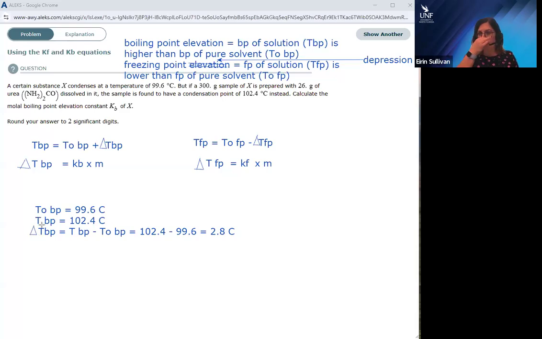The size of a degree is the same in Celsius and Kelvin, just that they have a different 0 point, a different start point. So you can save yourself some time. Any question where it's a delta T, you don't have to worry about converting between Celsius and Kelvin. Okay, so we've got that sorted.